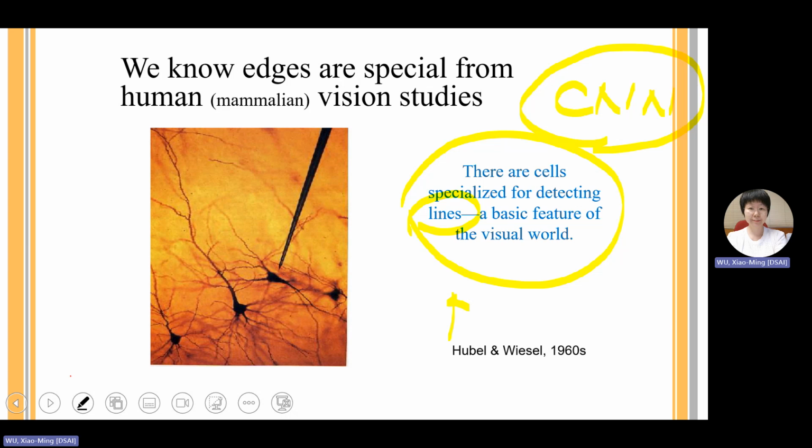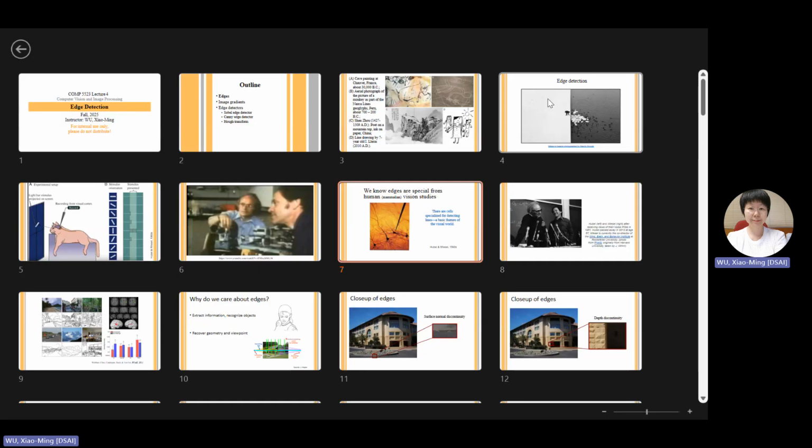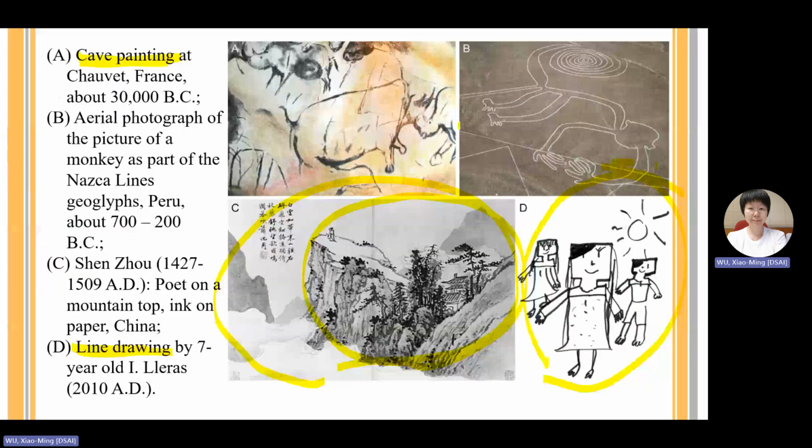Okay, so edges. Why are edges important? Because edges encode. Edges are fundamental building blocks of vision. Edges encode the semantic and the structural information. And edges are foundations. Edge map.